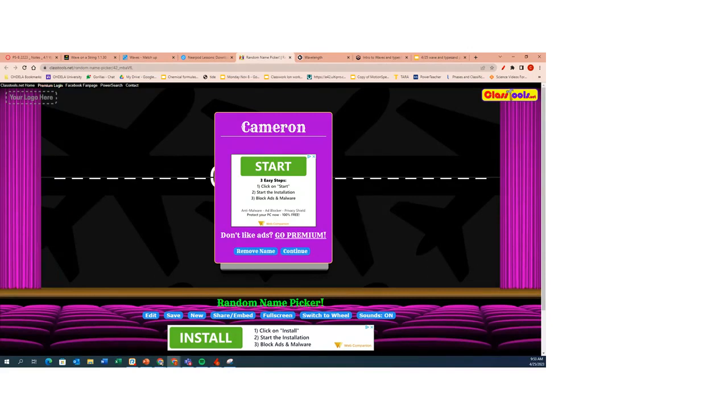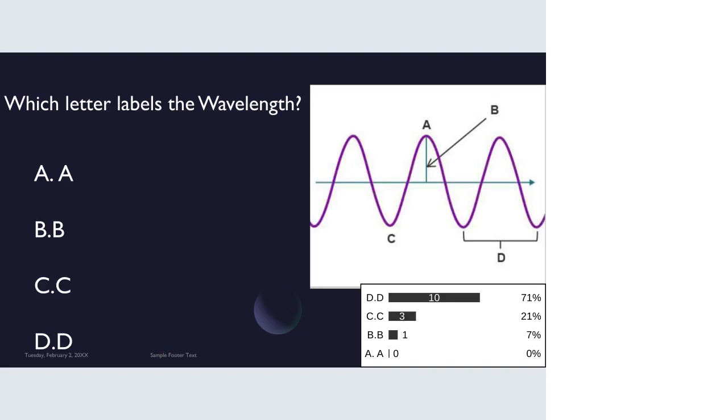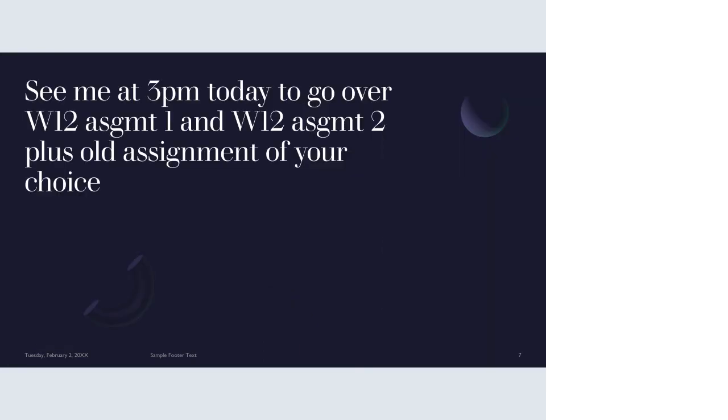Let's go back to publish the poll. Okay, D. Some people put C, which is the trough. Wavelength is the measurement from one side to the next, right? Did I get Cameron? Nope, I did not get Cameron. All right, I think that is okay.